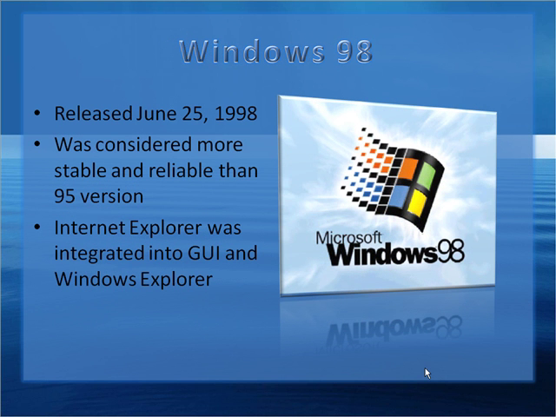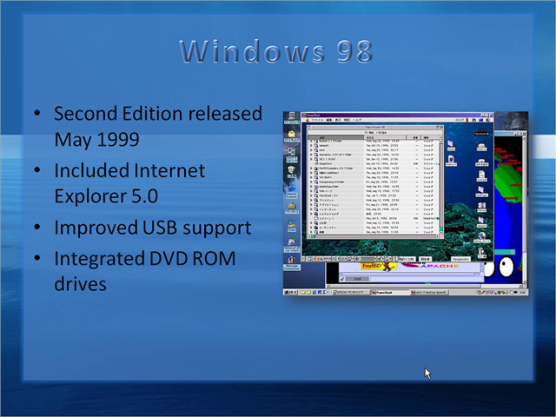And Windows 98, which was released, obviously, in 1998, was considered more stable and reliable than the 95 version. Internet Explorer was more integrated into the graphical user interface and into Windows Explorer. The second edition was released in 1999, also known as Windows 98 SE. This included Internet Explorer 5.0. Windows 98 had some problems initially with the USB support, but it was improved with the second edition, which now featured integrated DVD-ROM drives.